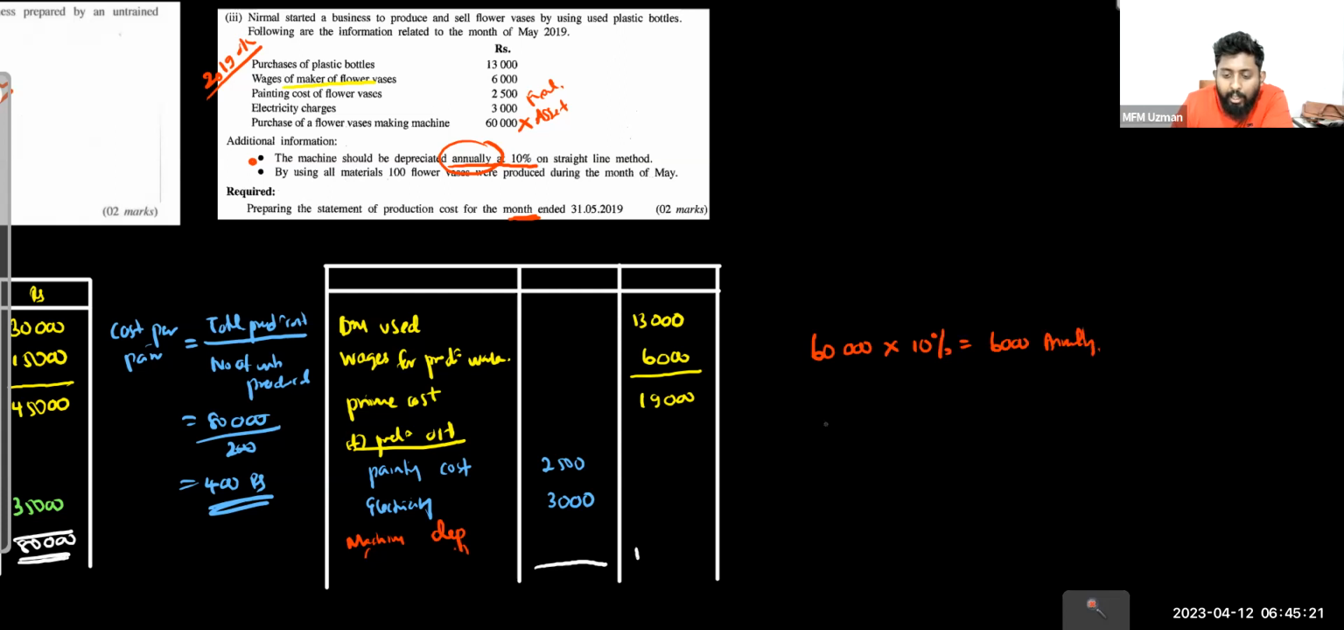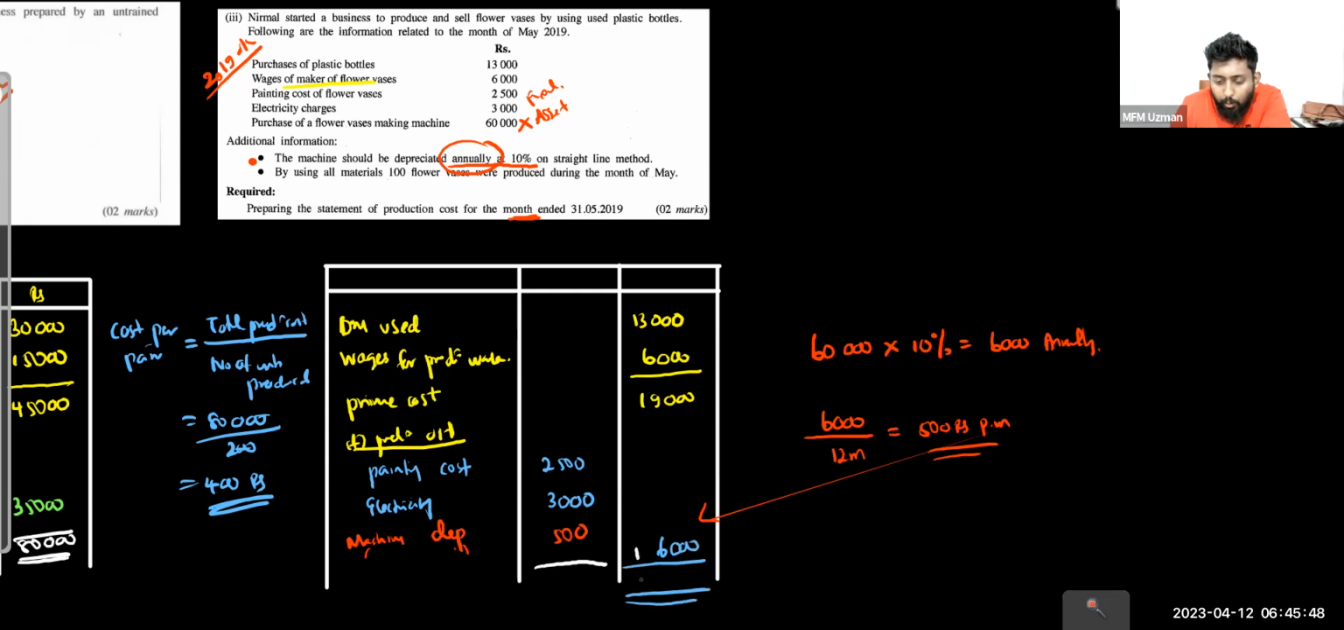Now I am preparing for a month, guys. So 6,000 for a year, how many months are there? 12 months. How much is it per month? 500 rupees only per month, guys. Here you can record that. Machine depreciation 500. So this will give you 6,000. So the total manufacturing cost is going to be 25,000 total production cost.